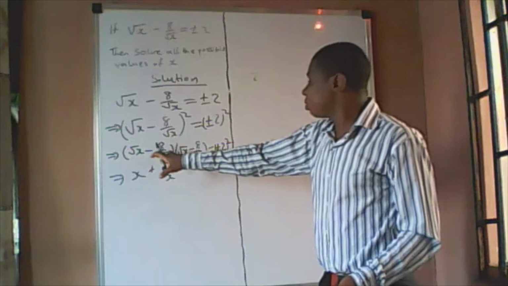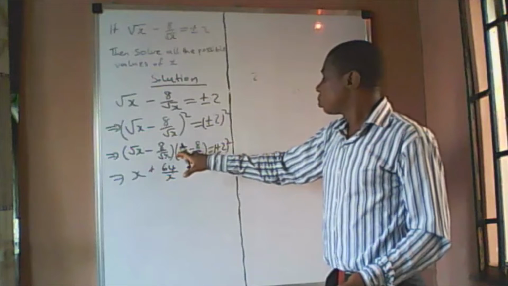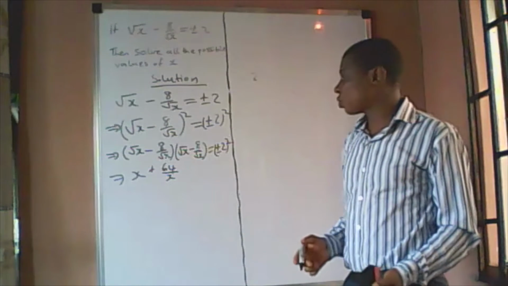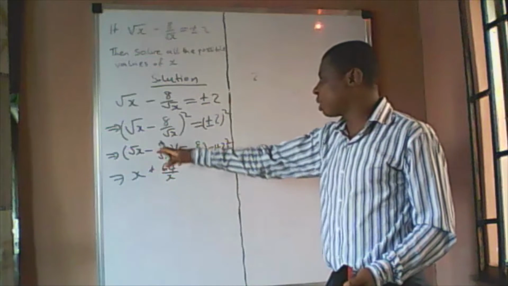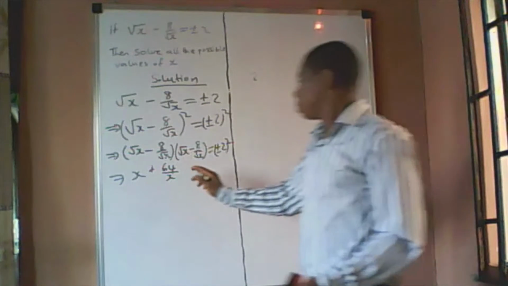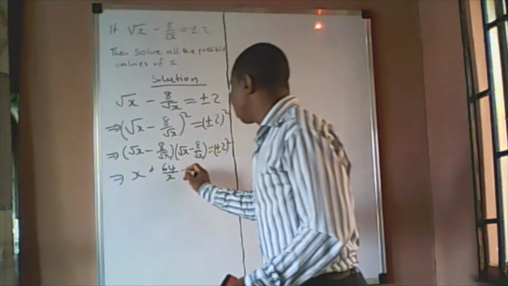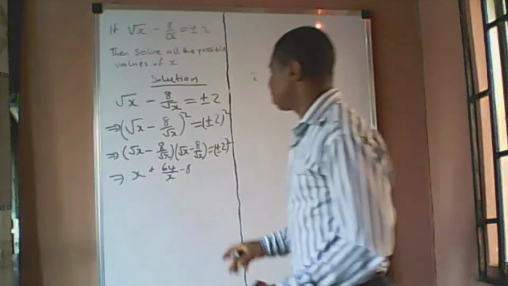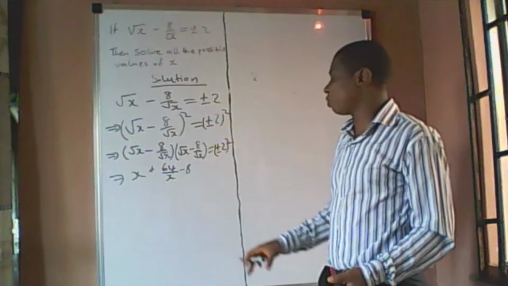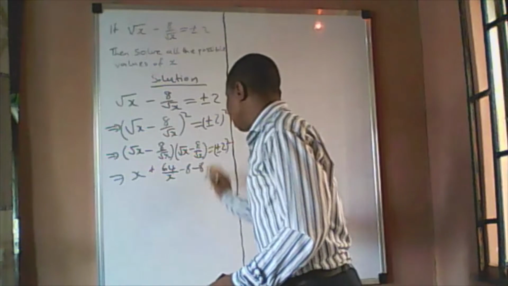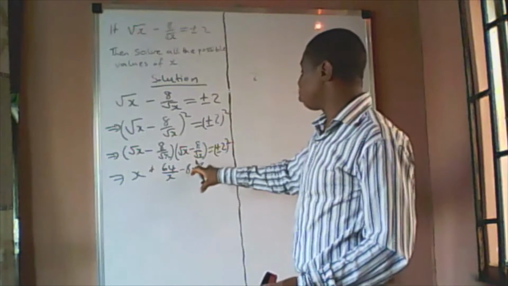Now, minus 8 over root x times root x: when you multiply, this will cancel this, and it remains minus 8. We have minus 8 over root x times root x will give us minus 8. Root x times minus 8 over root x will give us minus 8, because root x will cancel root x, and it remains minus 8.